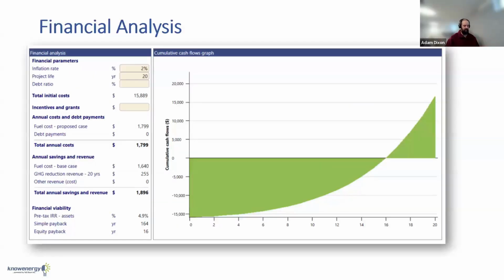So again, we'll bring in some of the financial case. Depending on prices, natural gas, electricity, cost of carbon, these things can change drastically. But right now, in this situation with a 2% inflation rate and a project life of 20 years, your simple payback is at about 15, 16 years. So it is within the life of the project, and you will be starting to see positive cash flow at the end.